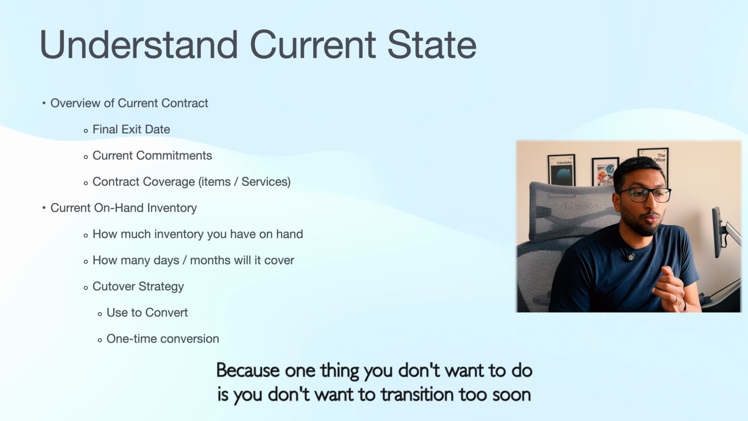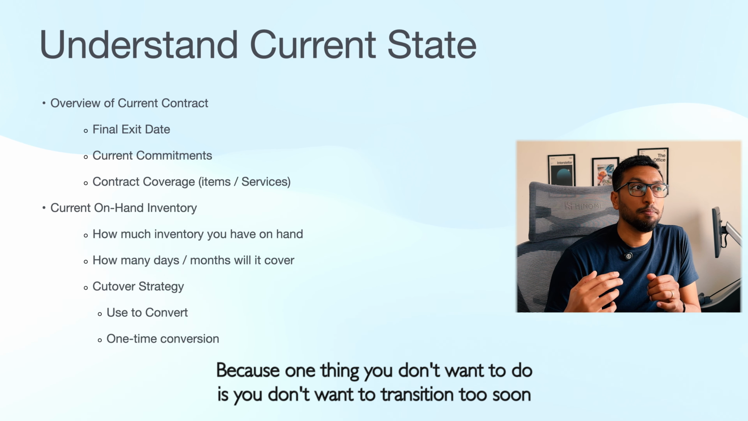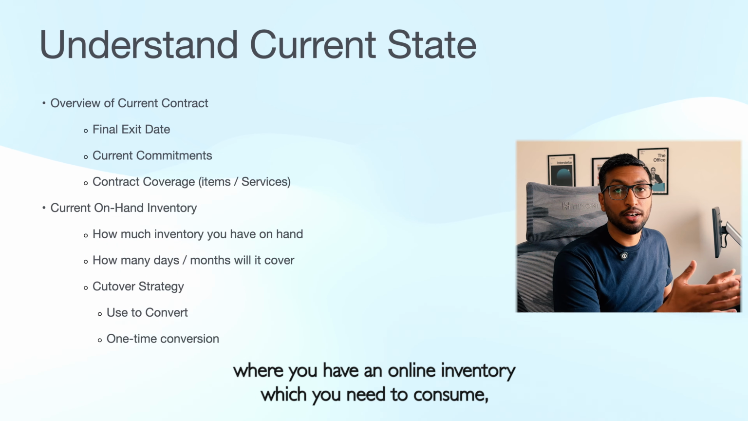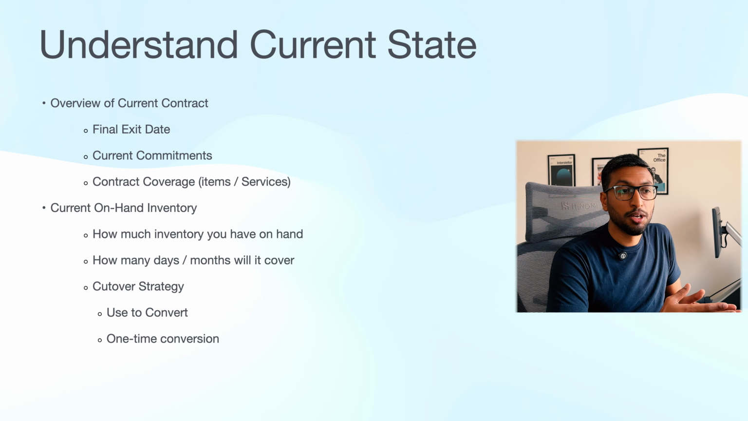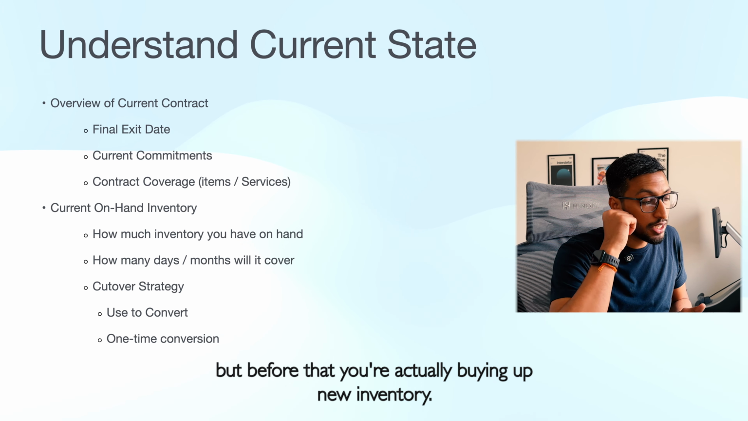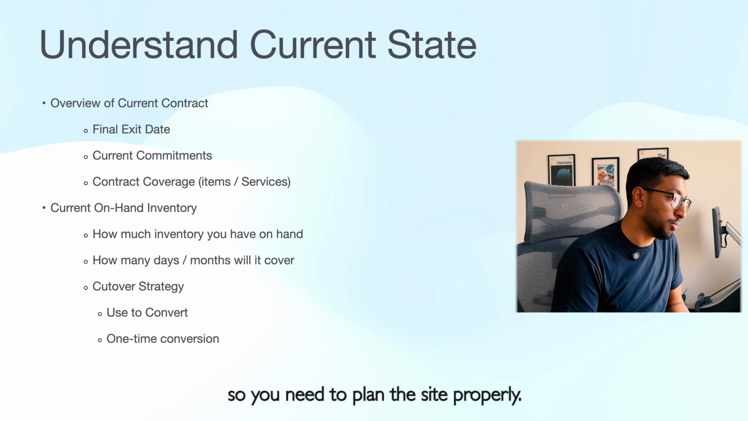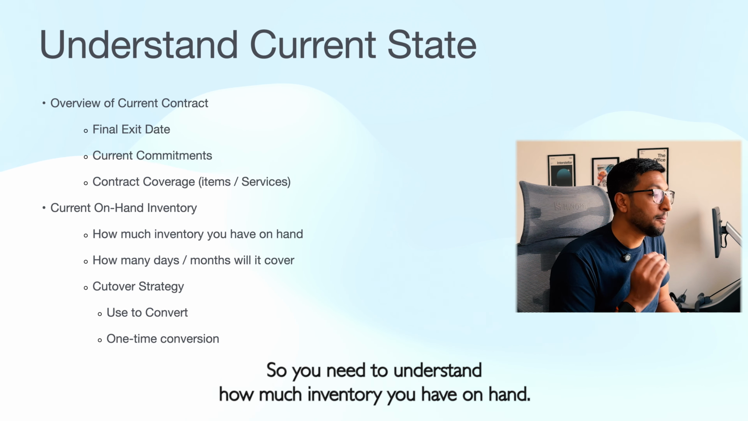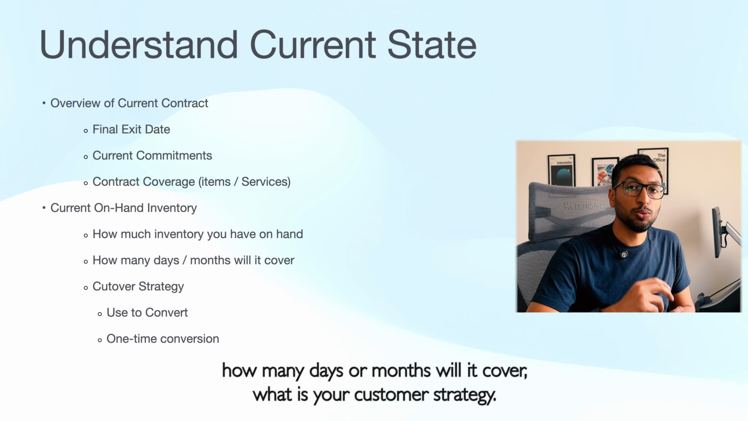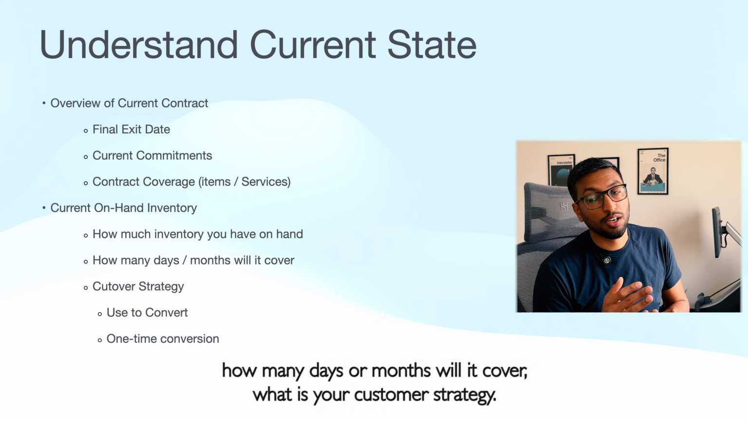Because one thing you don't want to do is transition too soon, where you have on-hand inventory which you need to consume, but before that you're actually buying up new inventory. The second piece is that you don't want to run out of the product. So you need to plan this out properly. You need to understand how much inventory you have on hand, and how many days or months it will cover. What is your cutover strategy?